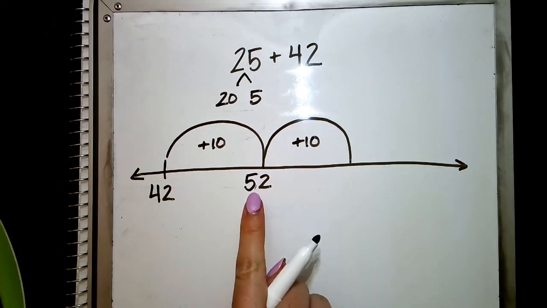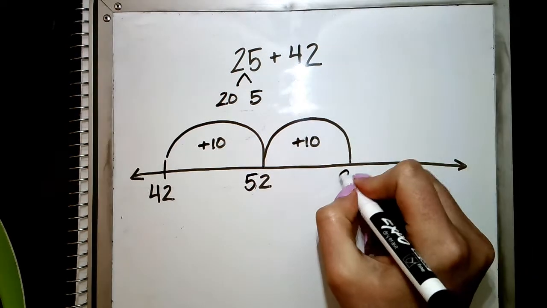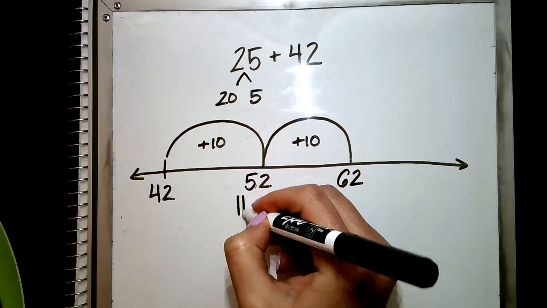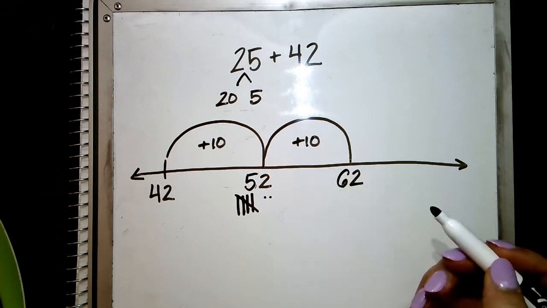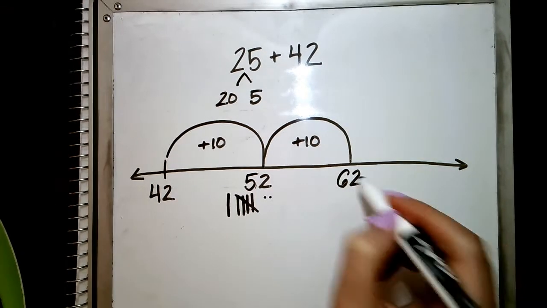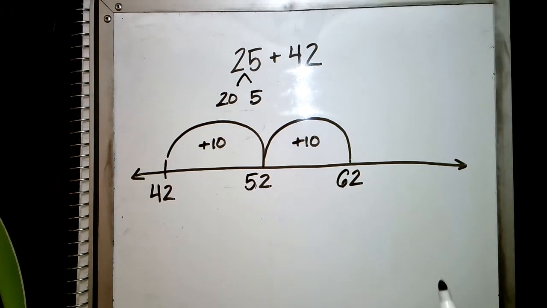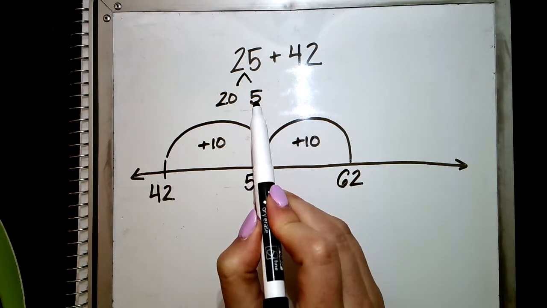And now we're going to add our second 10. So now going from 52 plus another 10 is 62. Because again, we have 1, 2, 3, 4, 5 tens and 2 ones. But if we add another 10, now we have 6 tens and 2 ones, which is 62. But we're not done yet. We've only added 20 so far. Now I need to add my 5.